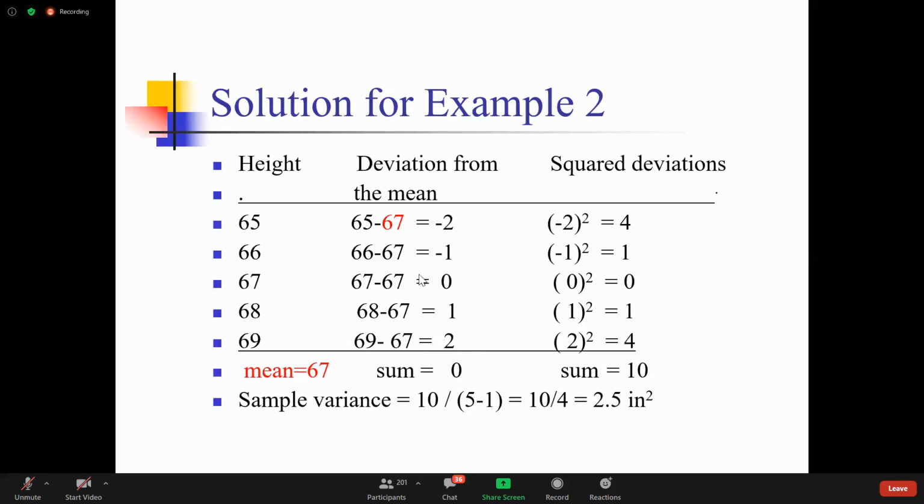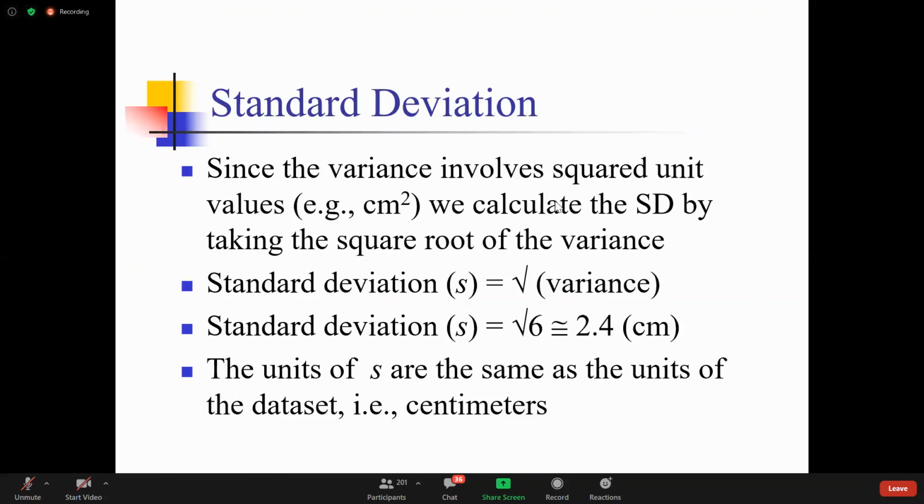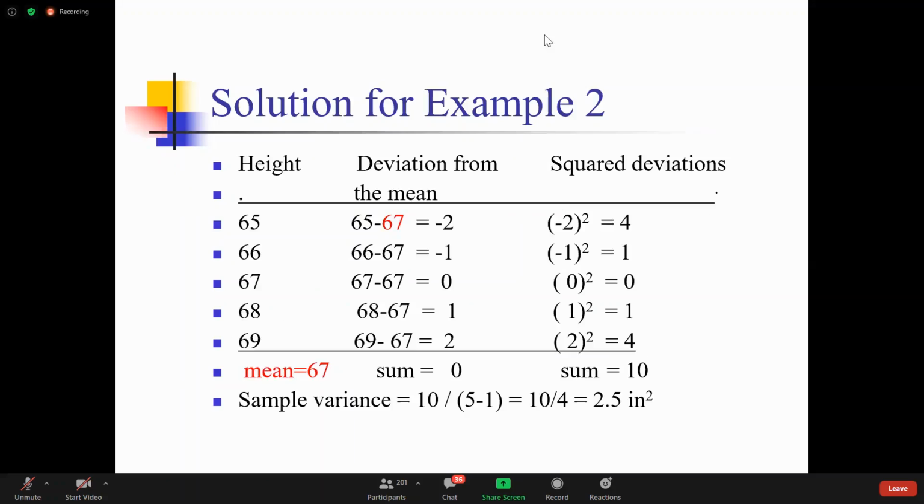So we have to move to the next step by squaring these deviations. So take the square of the deviations. Then it will be 10. The sum of the squares, we call it in statistics, sum of squares. So the sum of the squares is 10. So how do you take the average deviation?